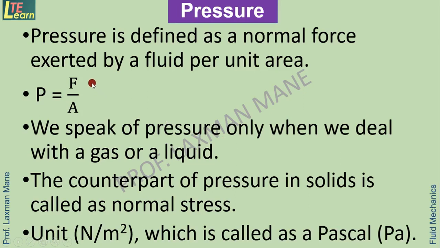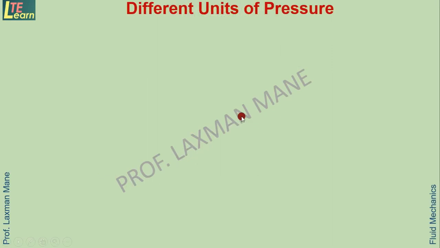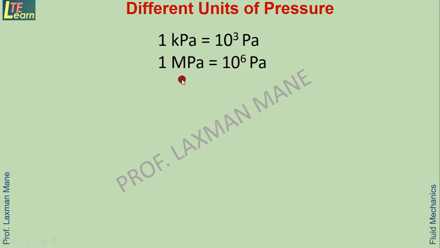Now by this definition or formula, the unit of pressure is Newton per meter square. Newton is the unit of force, meter square is the unit of area. This Newton per meter square is also called Pascal. This is a smaller unit. For calculations, we need different units of pressure. A bigger unit is kilopascal, which is equal to 10 raised to 3 Pascal. One more bigger unit is megapascal. 1 megapascal is equal to 10 raised to 6 Pascal.